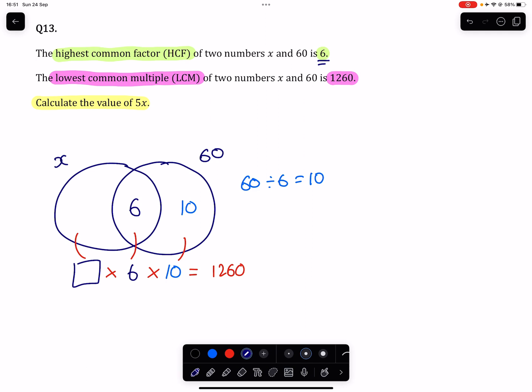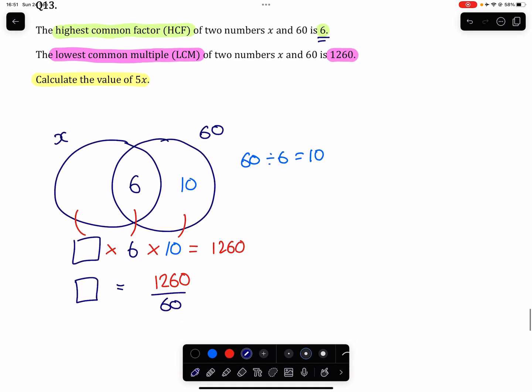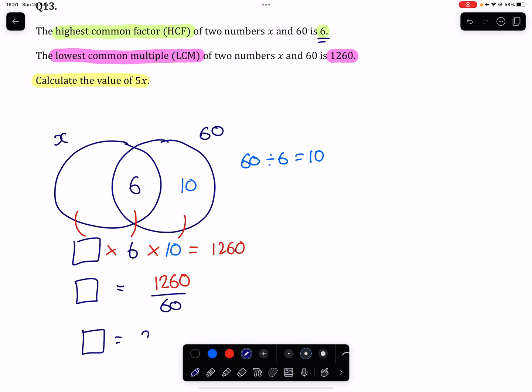So first of all, you could ask yourself, 60, which represents this circle, times what makes 1260? Or the way we've written it out here, rather than have it as 60, it is something times 6 times 10 equals 1260. So effectively what we need to do in order to find out this unknown number that's in the x part of the circle only, we need to take that 1260 and divide that by 60. When we do, we're going to get 21. And therefore I can write 21 in that part there.